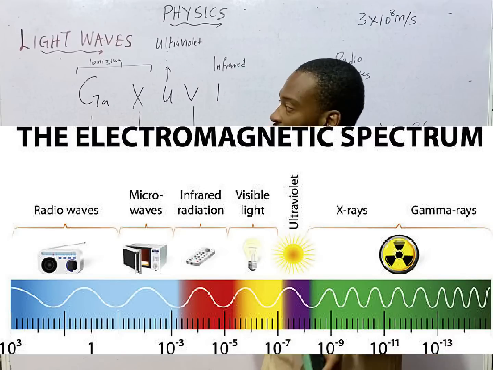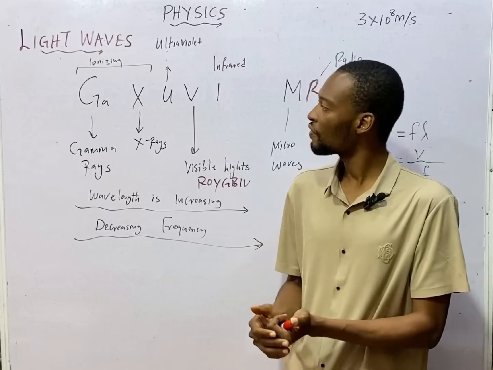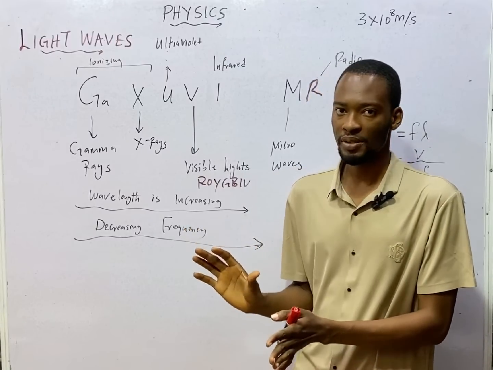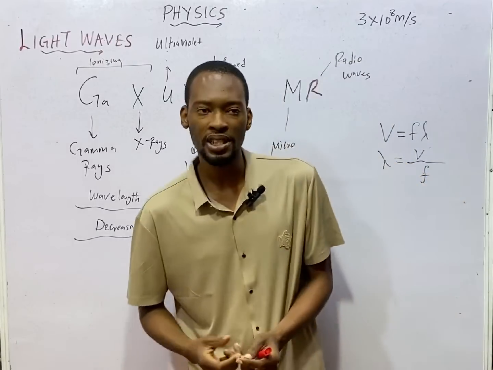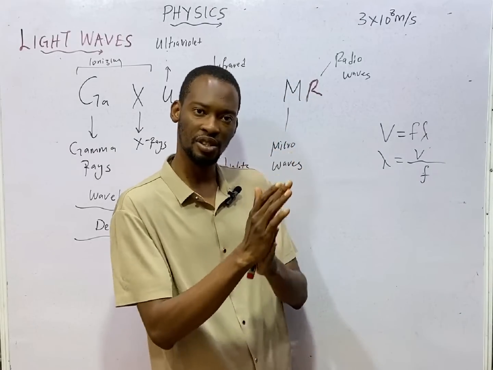That being said and done, let's look at the various sources of light and the various objects. We can have transparent objects. Transparent objects are objects that allow light to pass through. They are transparent, they are see-through.